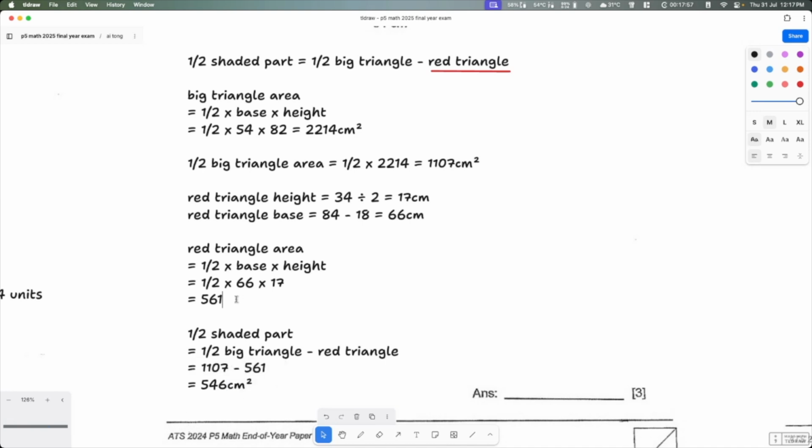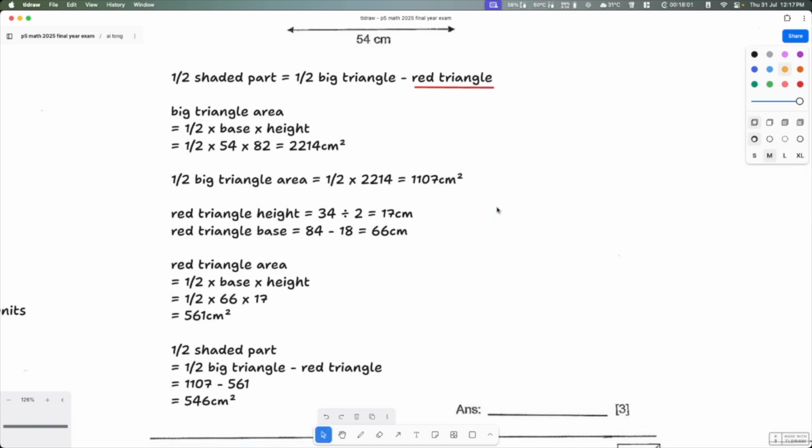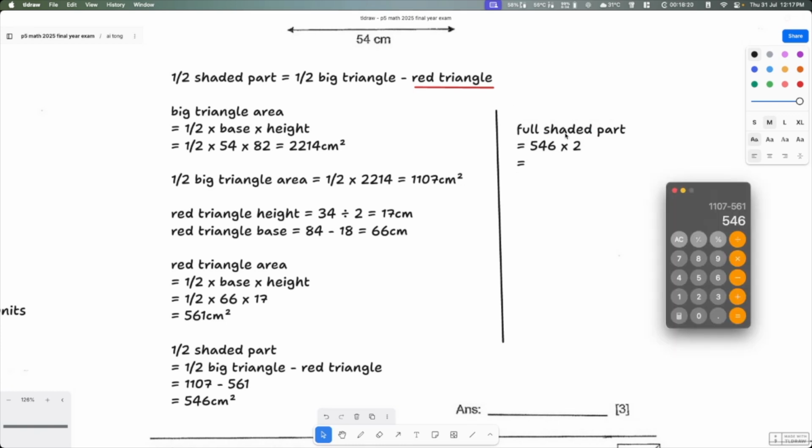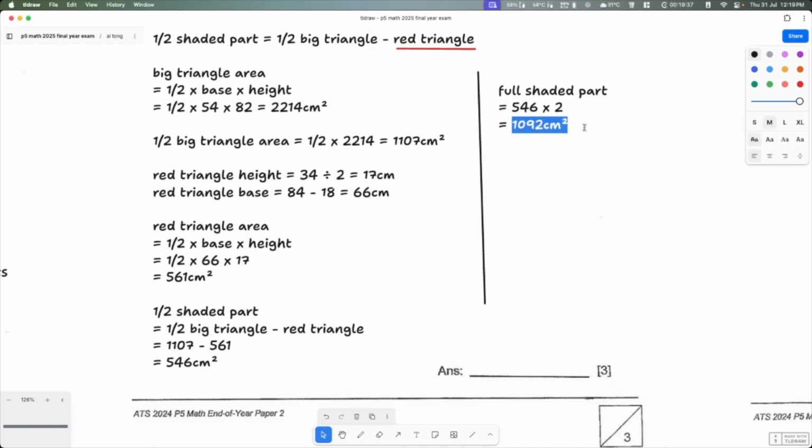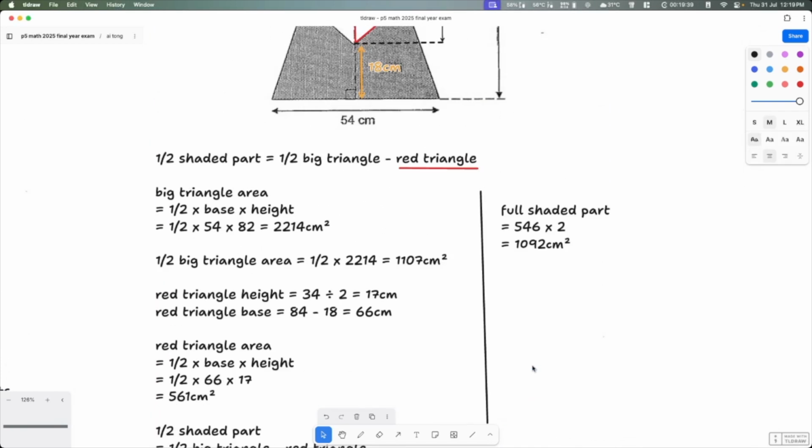Now we want to get the full one. The full shaded part we just need to multiply by 2, which is 546 multiplied by 2, which is 1092 centimeters squared. There you go, that's the answer. So we're going to write 1092 centimeters squared in this case over here.